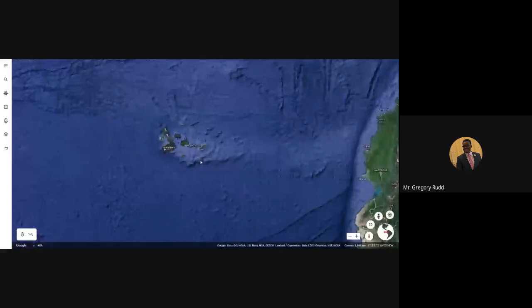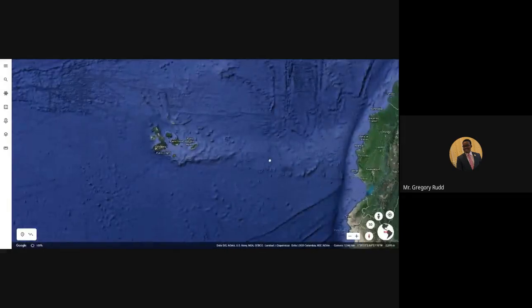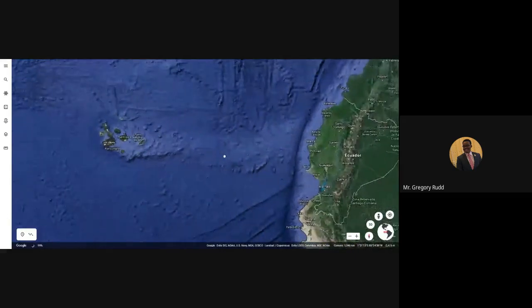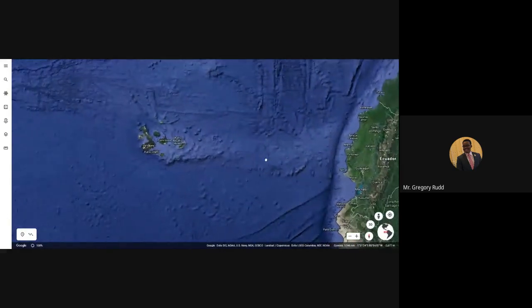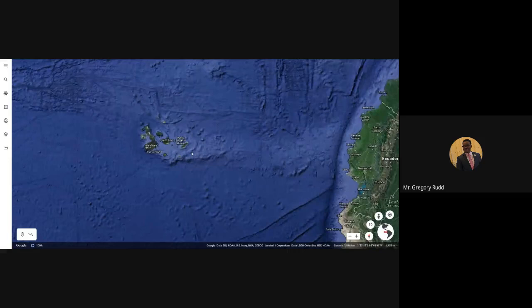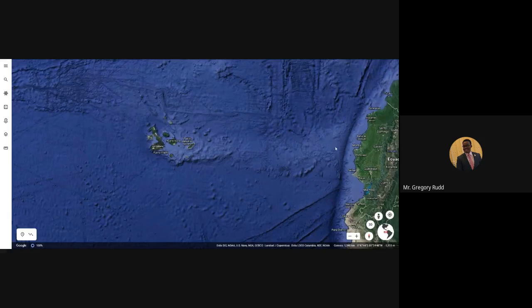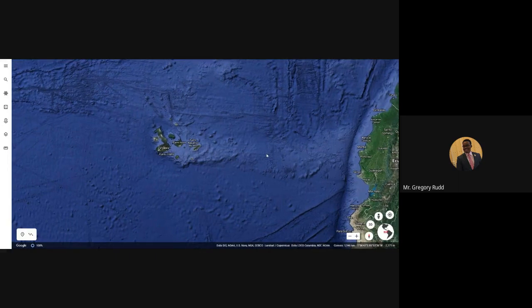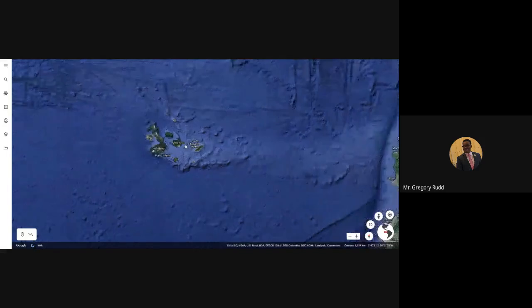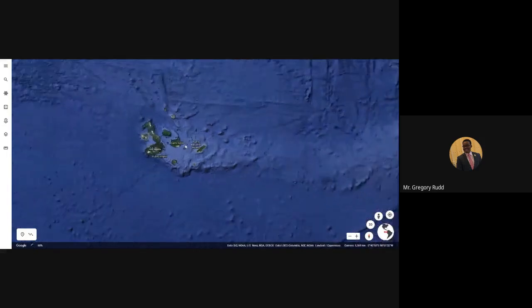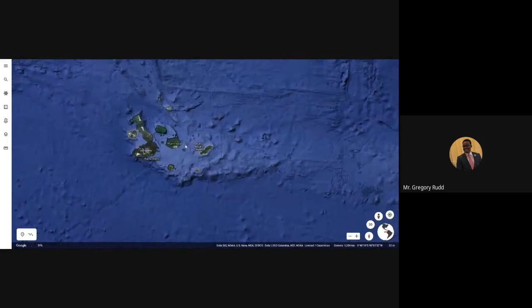But we can see that these Galapagos Islands are not close, really, to Ecuador. You know, for a land-faring bird, not a seafaring bird, to make it from Ecuador all the way to the Galapagos Islands just wouldn't be possible. They would need to stop and rest and eat, but you can't do that over the ocean. So the theory came out of this idea that these Galapagos Islands were once much closer to the mainland.